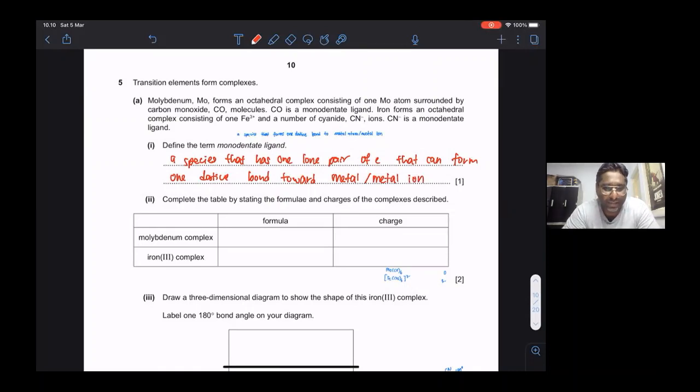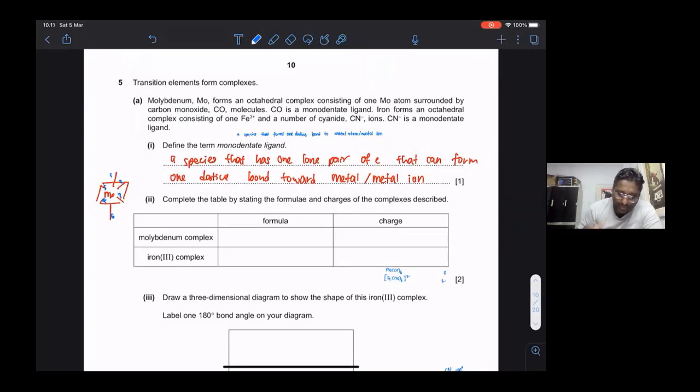Complete the table by stating the formula and the charges of the complexes described. They say it forms an octahedral complex surrounded by CO. So octahedral, the structure, if you have MO, will be something like this: octahedral, up and down. You can see that there are a total of 6 dative bonds: 1, 2, 3, 4, 5, 6 dative bonds.